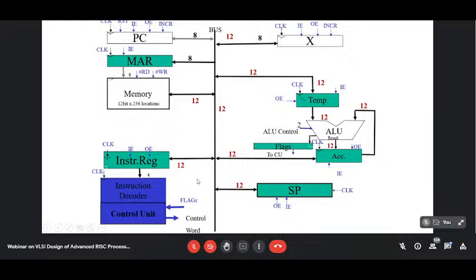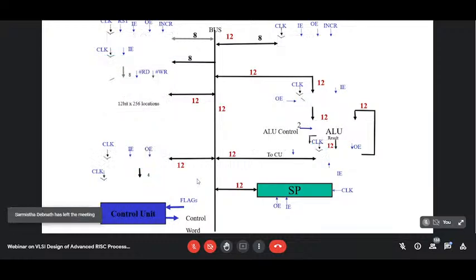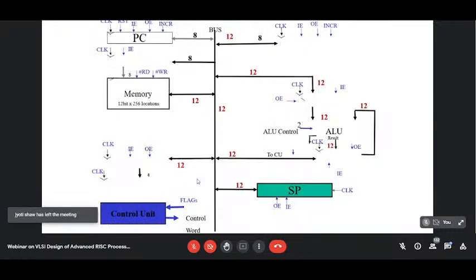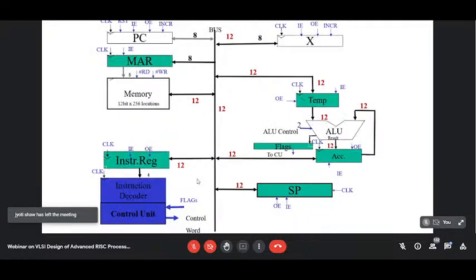Now here, how many flag registers will be there? How many flag flip-flops will be there? That depends on your conditional branch instructions. So here, jump carry and jump zero. So there will be 2 flag registers, a 2-bit flag register. Okay. So draw the schematic and put in all the control signals. Now how to put the control signals? PC.